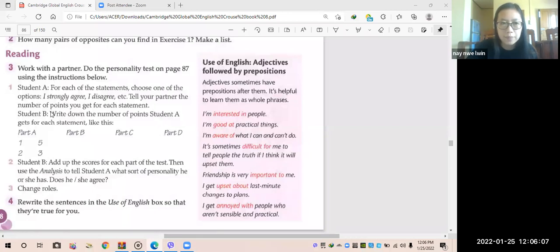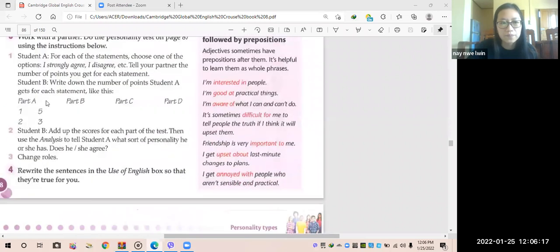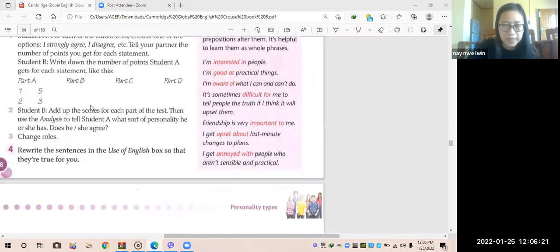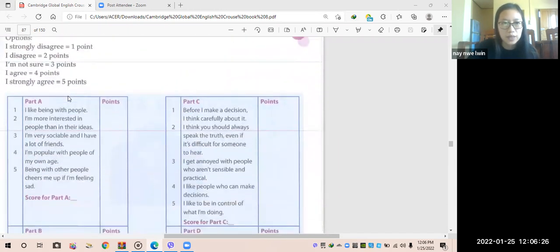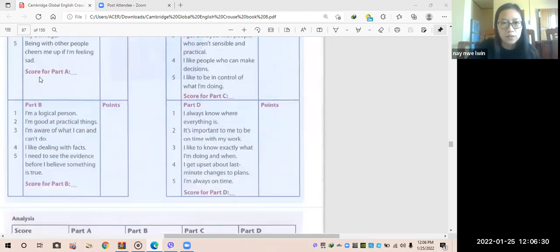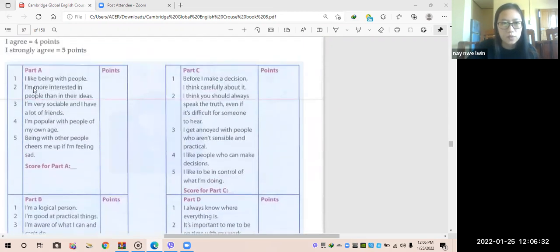Tell your partner the number of points you get for each statement, and then write down the points for each part, for example part A, part B, part C, part D. So you have to add up and then test your personality. It's kind of a personality test. There are 4 parts, right?